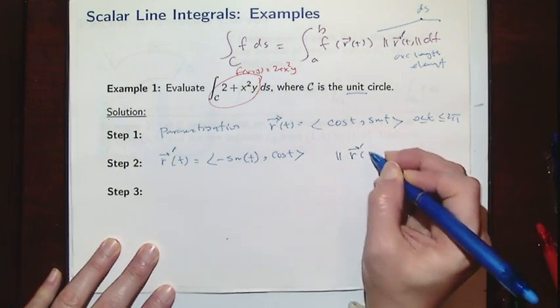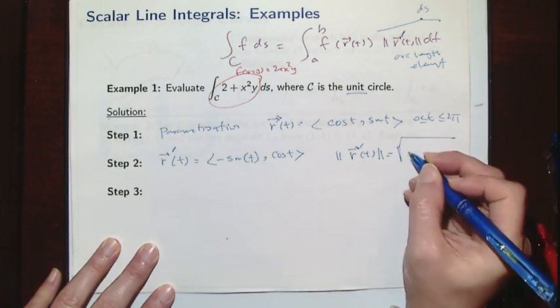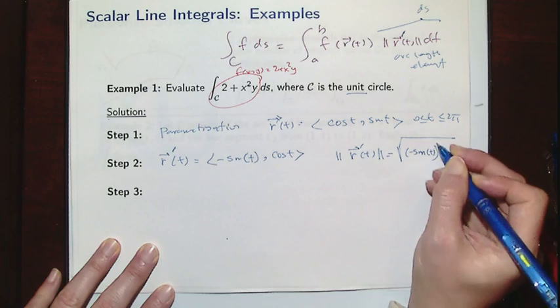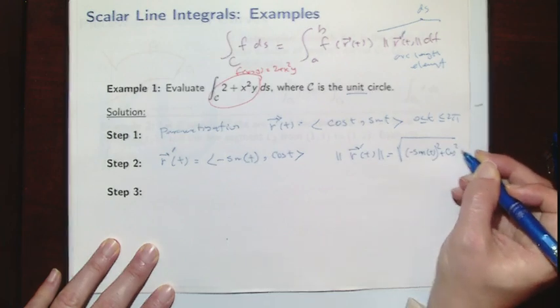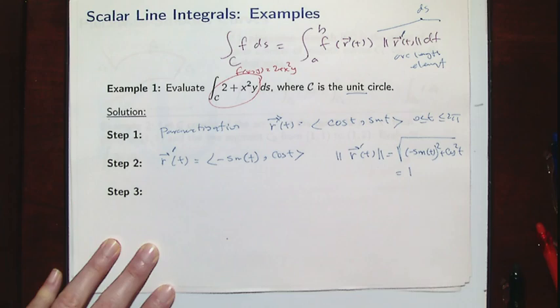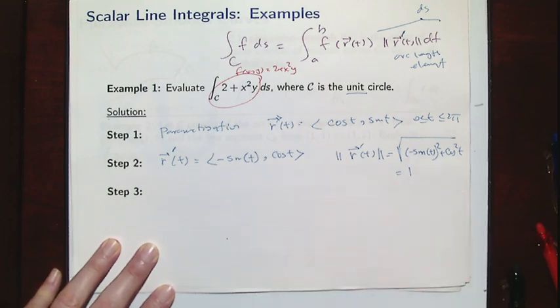Magnitude of R prime of t is the square root of negative sine of t to the power 2 plus cosine t to the power 2, which is 1. So my arc length element is 1 times dt. Now let's set up one more step.